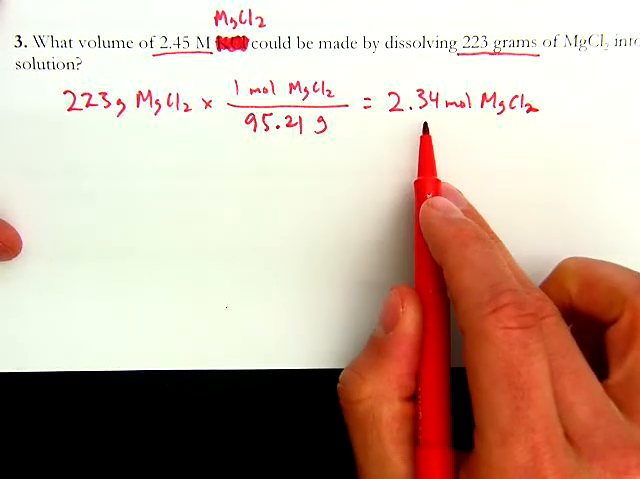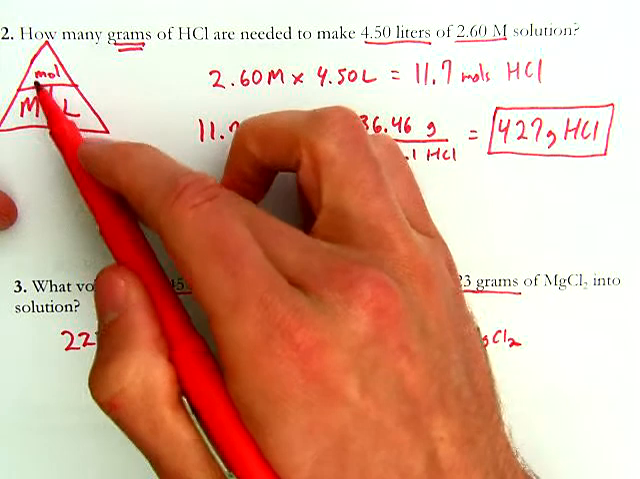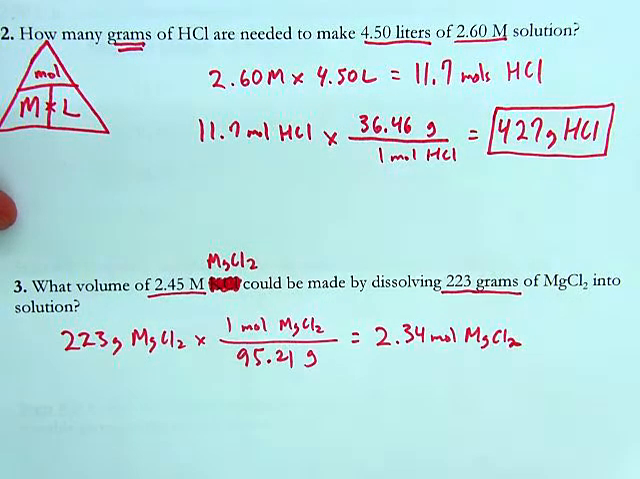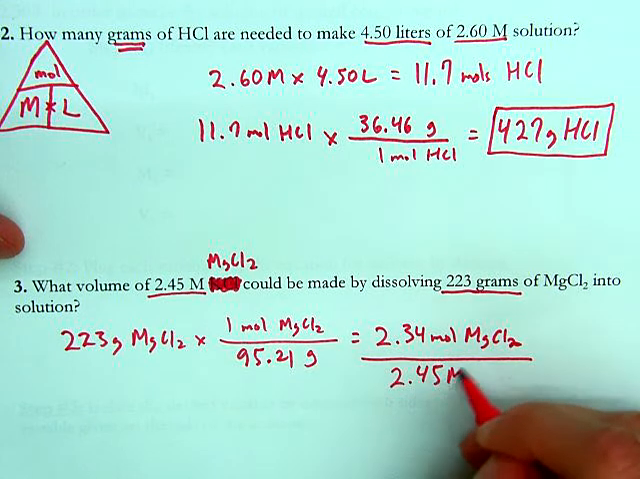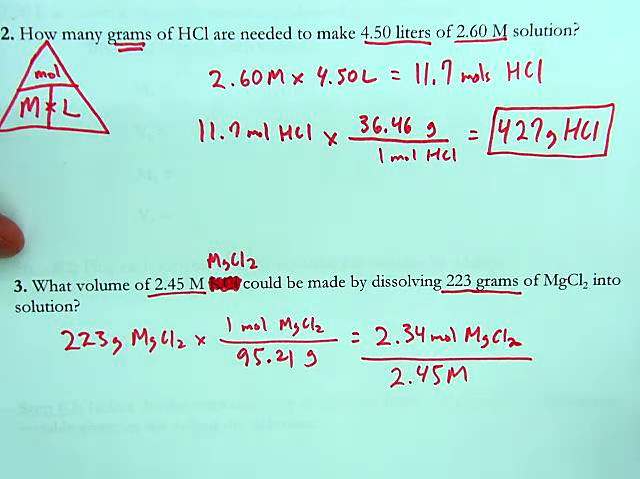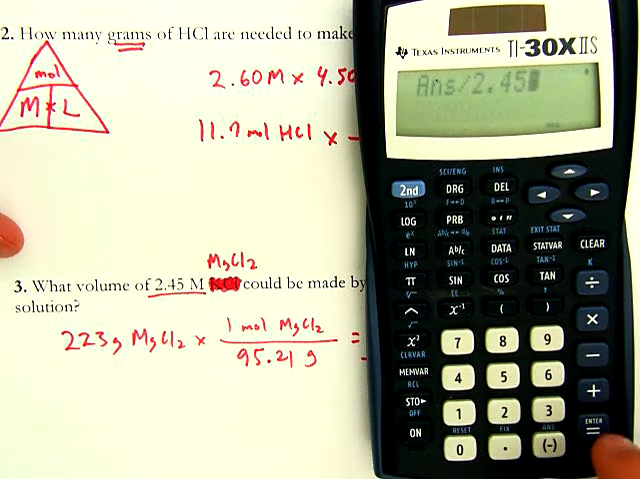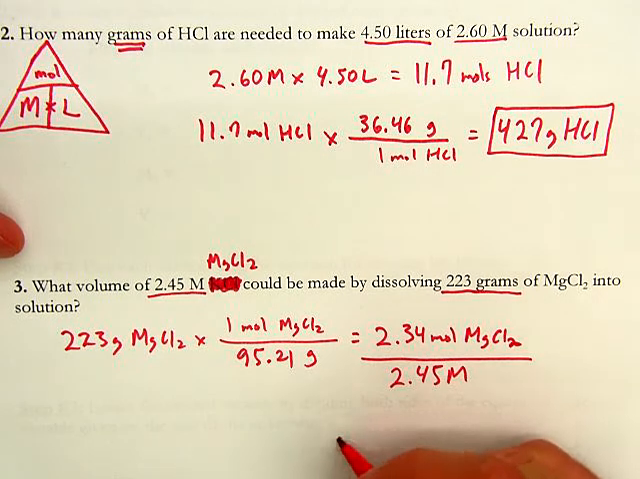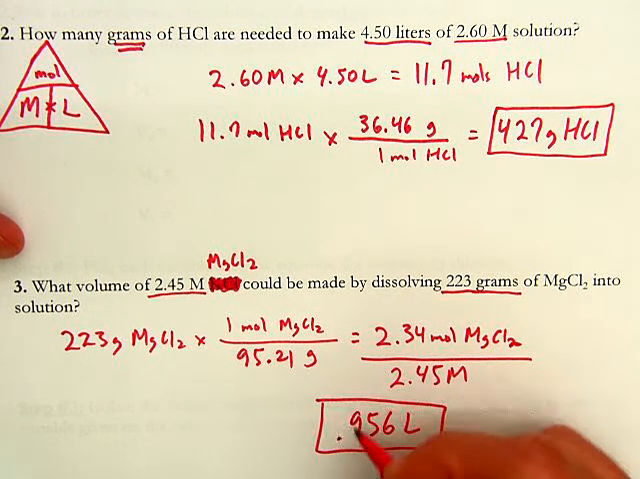So now we have moles and we have molarity. Going back to our little handy dandy triangle here, if we have moles and molarity, we can solve for volume, right? Moles divided by molarity is liters. So if I take my moles and divide it by the molarity, which is 2.45 molarity, moles will cancel in terms of units and we'll be left with our volume in liters. So divide that by this, and we get 0.956 liters as our volume.